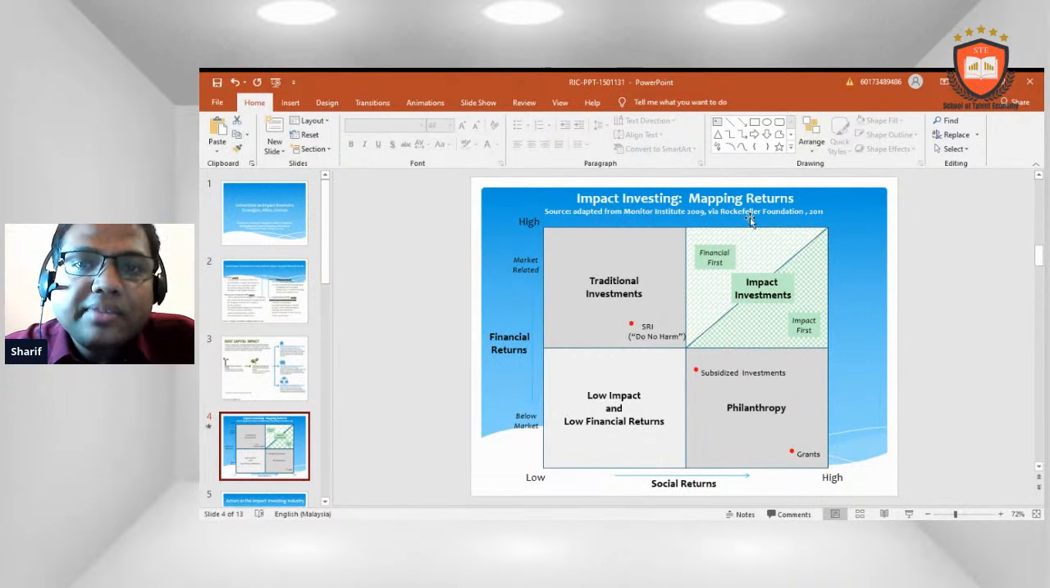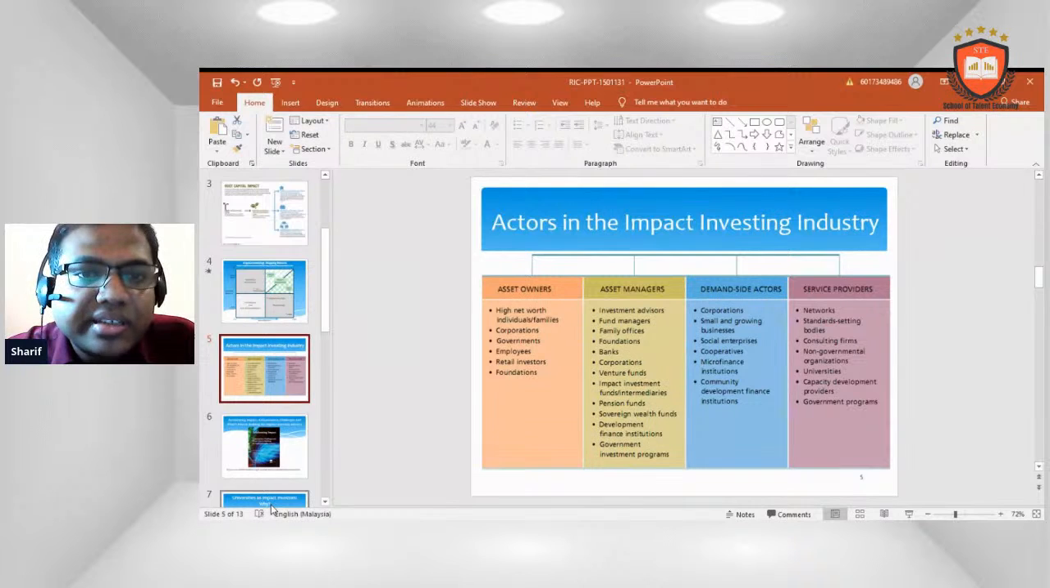Impact investment mapping return sources, adapted from the Monitor Institute 2009 via the Rockefeller Foundation. Traditional investment, impact investment, low impact and low financial return, philanthropy, financial returns. These are the major interesting things.